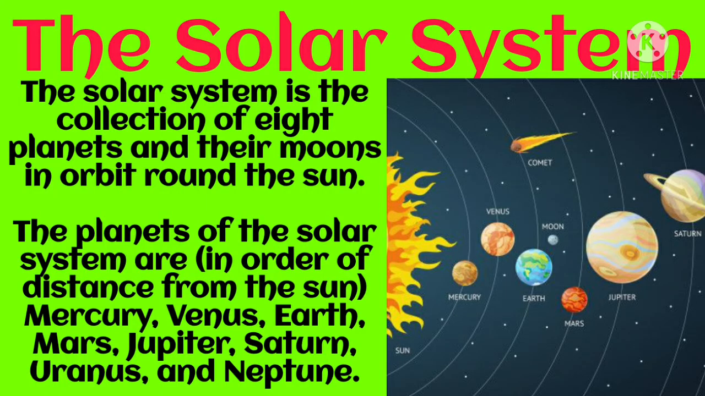The solar system is next. Now, the solar system is the collection of 8 planets and their moons in orbit around the sun. You can see the image before you. Now, the planets of the solar system, you have Mercury, Venus, Earth, Mars, Jupiter, Saturn, Uranus, Neptune. Pluto used to be a dwarf planet.